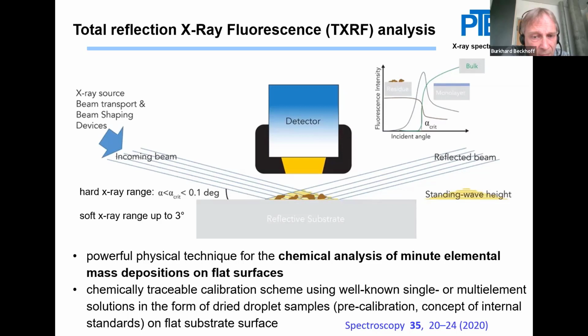And the leading form of our calibration scheme is a chemical traceability scheme. That means that you use well-known single or multi-element solutions. So you know what you have in, you know how much of this element is in the solution, and use it in the form of a dried droplet sample, either for pre-calibration, so when you probe the efficiency of the detector, or when you follow the concept of an internal standard, where you compare a known amount of the internal standard to the unknown analyte.